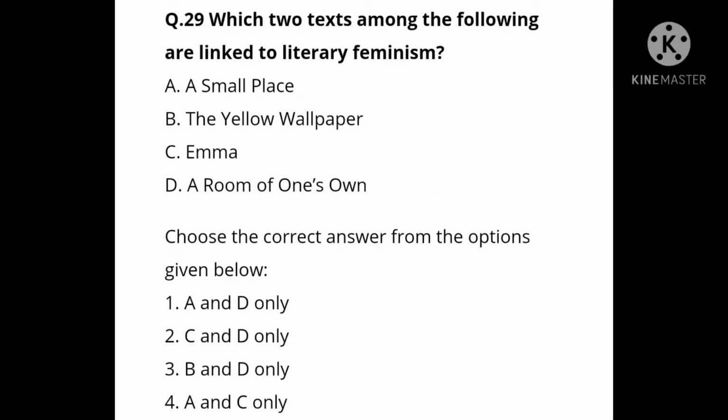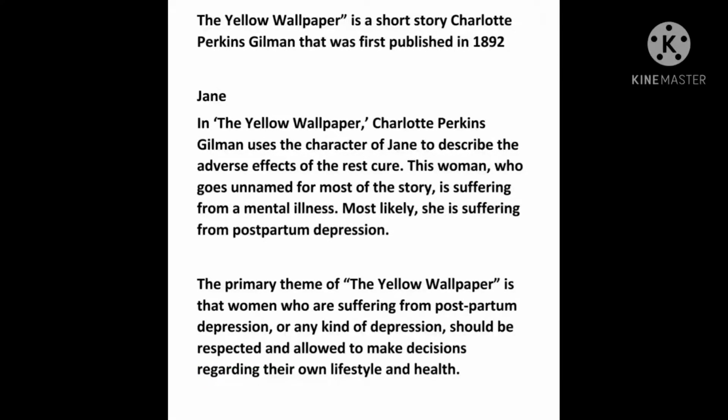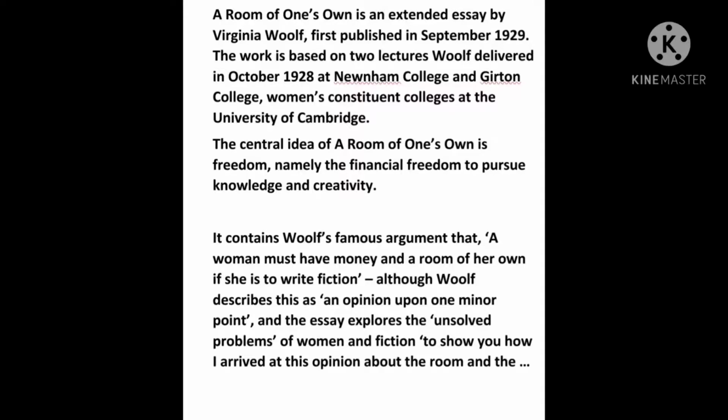The next question is, which two texts among the following are linked to literary feminism? Here the right answer is option B and D. The Yellow Wallpaper and A Room of One's Own are linked to literary feminism. The Yellow Wallpaper is a work by Charlotte Perkins Gilman, with a character Jane, and through this character Gilman described women's suffering and depression. A Room of One's Own is an essay by Virginia Woolf, and the central idea of this work is freedom, financial freedom to pursue knowledge and creativity. It contains Woolf's famous argument that a woman must have money and a room of her own if she is to write fiction.